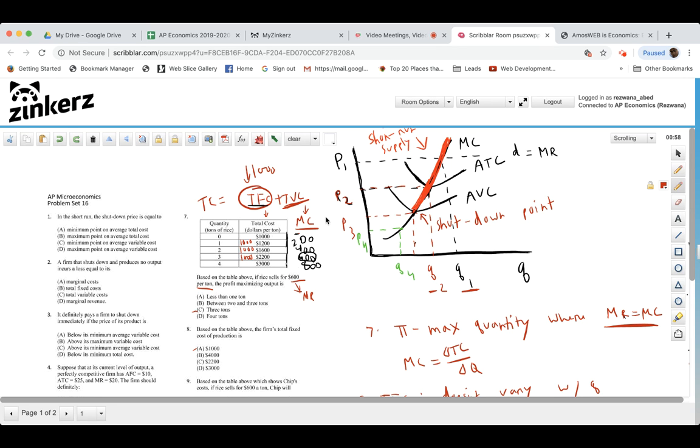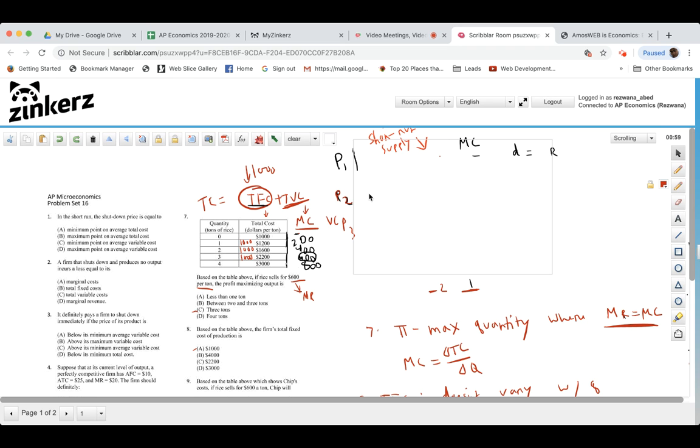So variable cost, this is so hard to move. I don't know why I can't erase this. Okay, let's see. Maybe I can. Hold on. Oh, now it's all gone. Great. Okay, it's okay. We can do this.